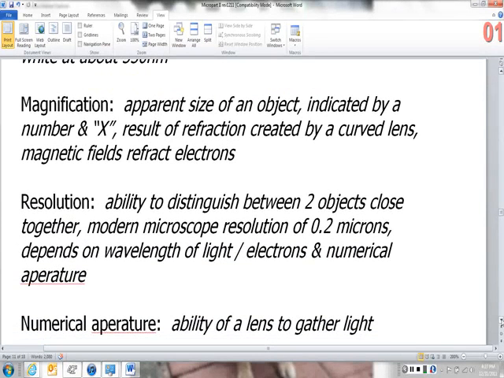The resolution is the ability to distinguish between two objects close together or see them as two separate objects. The modern microscope has a resolution of about 0.2 microns, depending on the wavelength of the light or electrons and numerical aperture.